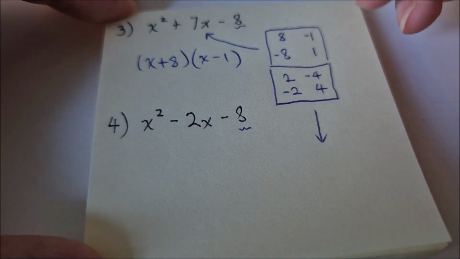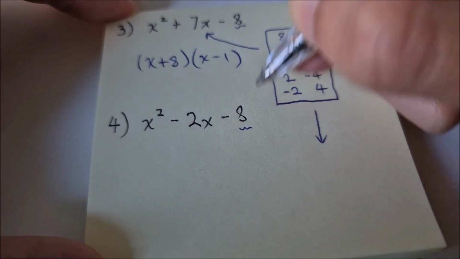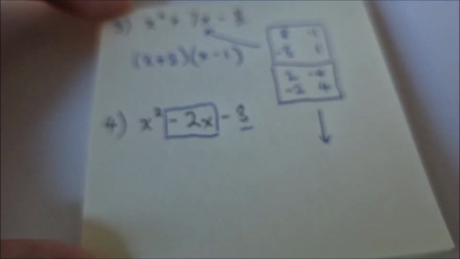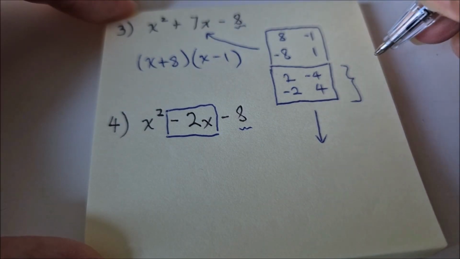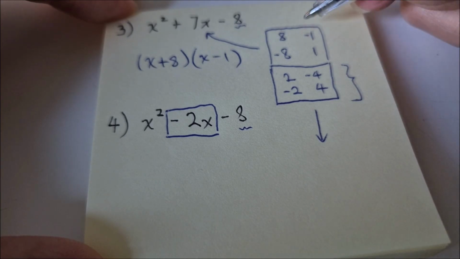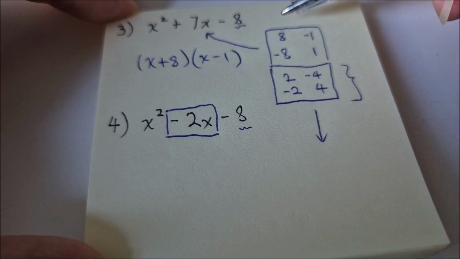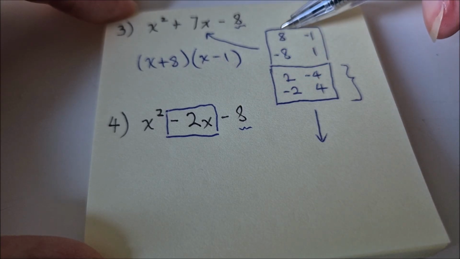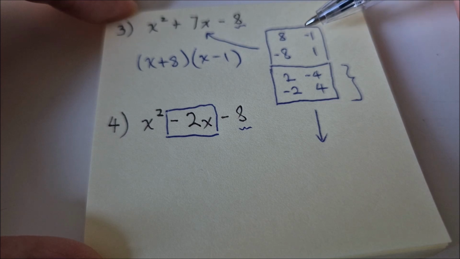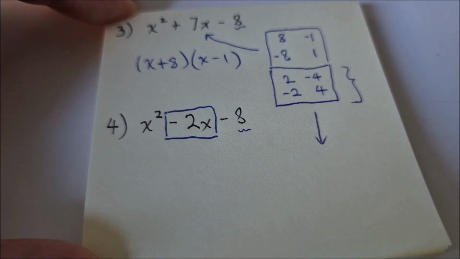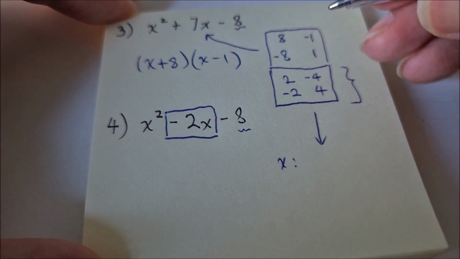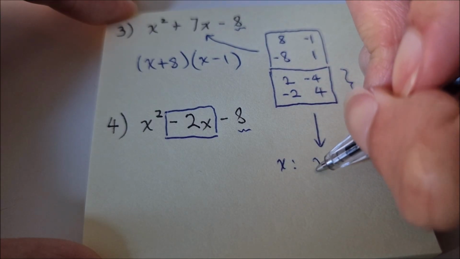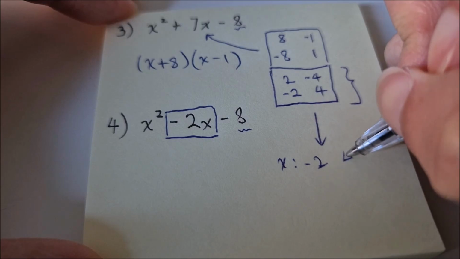I have to play around a bit with the numbers, trying to get these two numbers to add to this middle term here. And we know that it's this set because there's no way that this set can possibly get minus 2, because 8 minus 1 is 7, and minus 8 plus 1 is minus 7. So we know it has to be from this one. x term, minus 2 and 4.